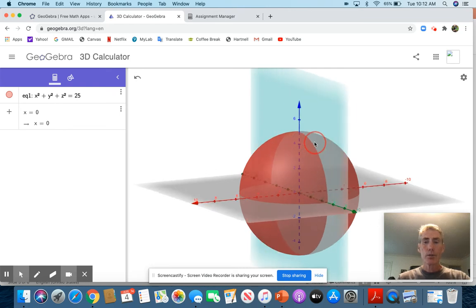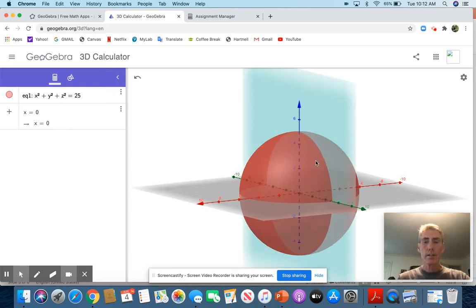So this blue sheet right here is called the YZ plane. Whenever it talks about a plane and it says the YZ plane, the letter x was left out. That means x equals 0. If it said the XY plane, z is left out. That means z equals 0.